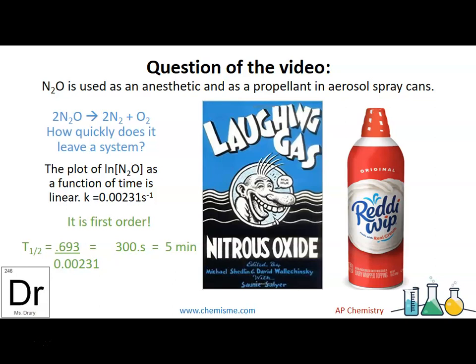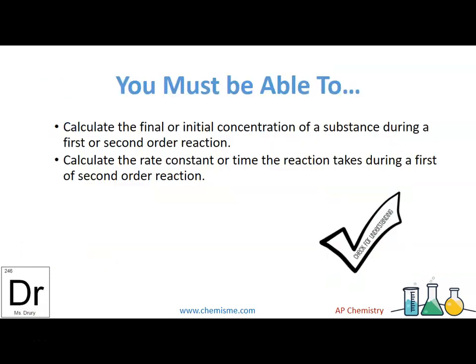And that's why you slowly come out of laughing gas. When you're put under, you slowly come out of it. It doesn't immediately just turn off because it's a first order reaction. At this point, you should be able to calculate the final or initial conditions or a rate constant or time for a first order or second order reaction.